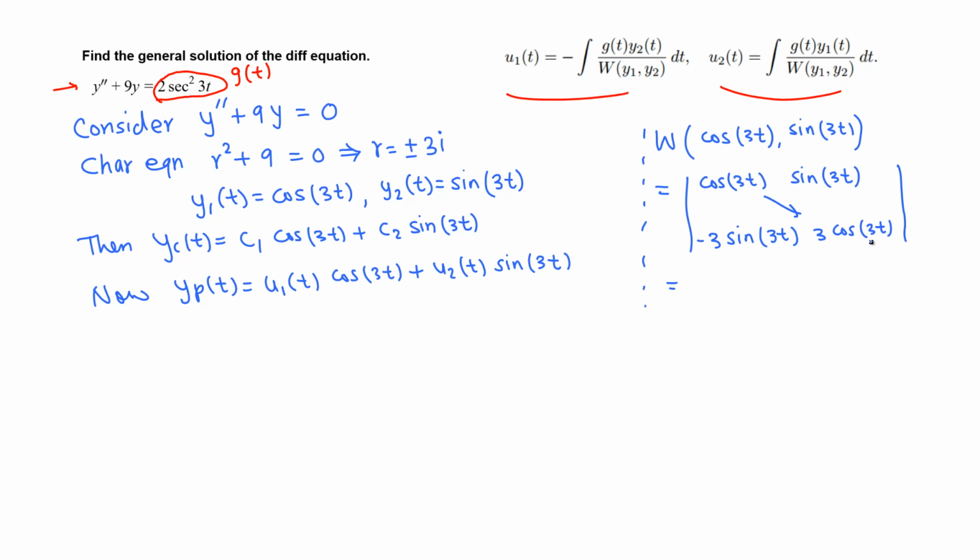So cosine times cosine is cosine square, so this is 3 cosine square 3t, minus this way, and there is a negative, that makes it plus 3 sine square 3t, and we can factor 3 out. That leaves cosine square plus sine square, which is 1. So 3 times 1 is 3. So the Wronskian is 3.